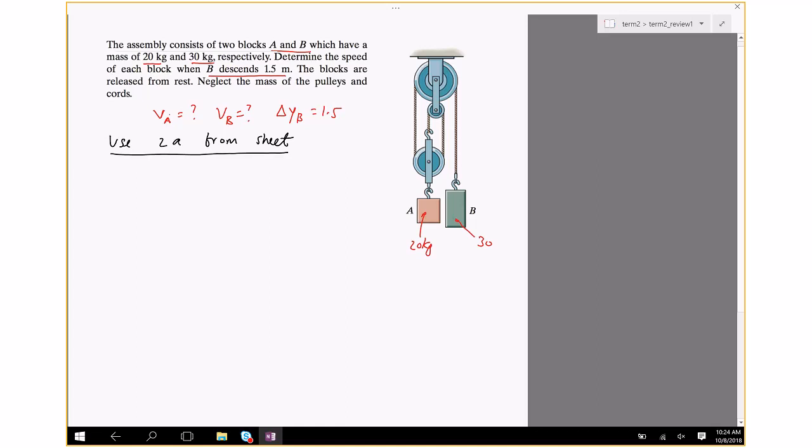So 2A is conservation of energy, and that's because the only forces in this case are gravity, and so energy is conserved. So principle of conservation of energy. Okay, let me just put down the expression and then try to derive whatever I need to solve the problem. So T1 plus V1 equals T2 plus V2.